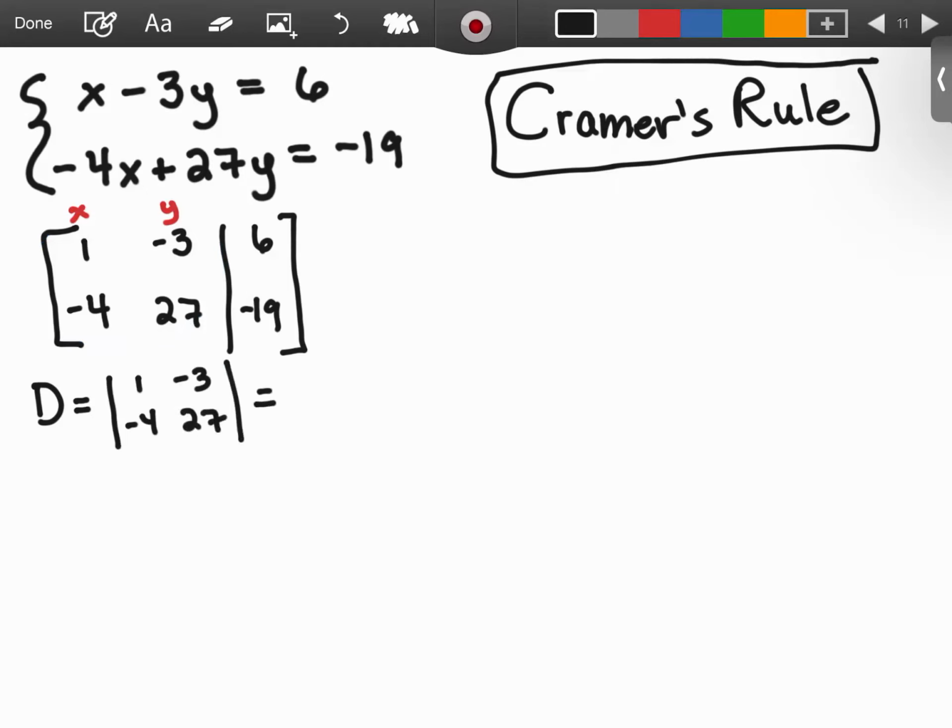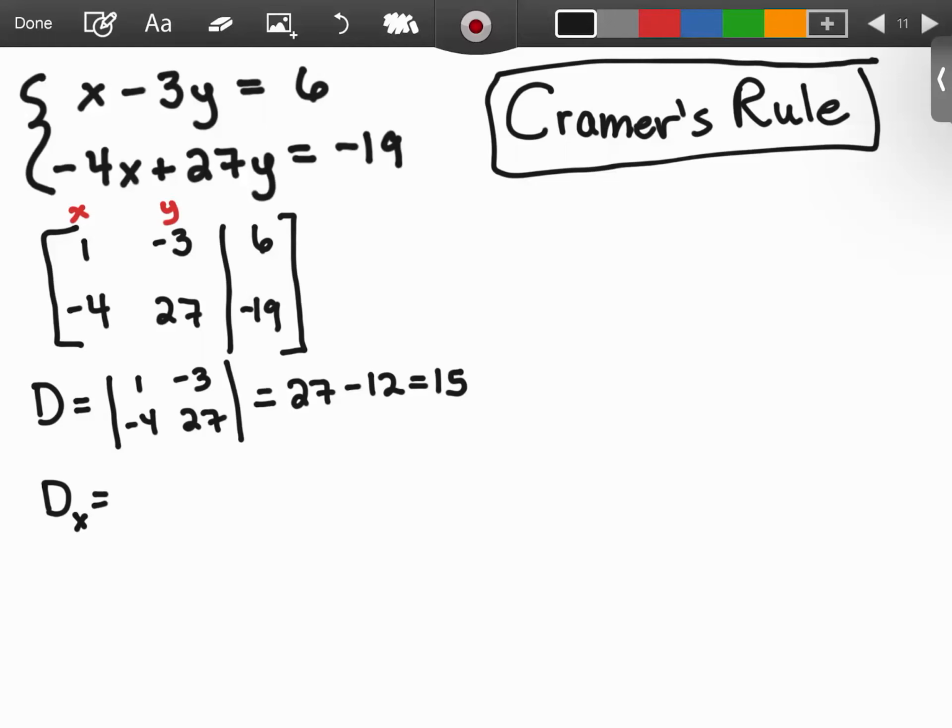Okay, so doing that very quickly here. Remember, 2 by 2 determinants are pretty easy to find. You just go down the diagonal and then subtract the other diagonal. Right, and if we do this, we get 27 minus, well, -4 times -3 is a positive, so -12, equals 15.